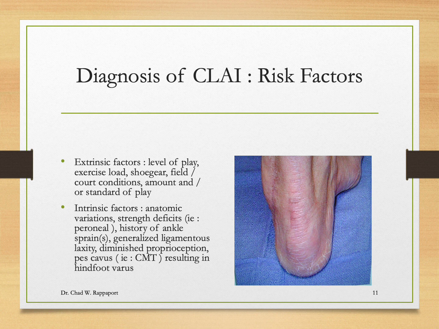When someone acquires chronic lateral ankle instability, there's often a constellation of risk factors which come together to cause the underlying instability, and these can be divided, generally speaking, into extrinsic and intrinsic factors, with extrinsic factors being the level and competitive intensity of the patient's play or work, their exercise load, shoe gear, field and court conditions, the amount and the standard of play or work.